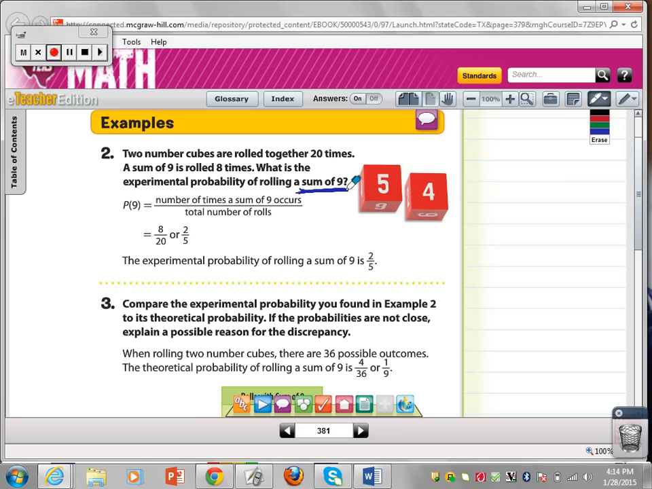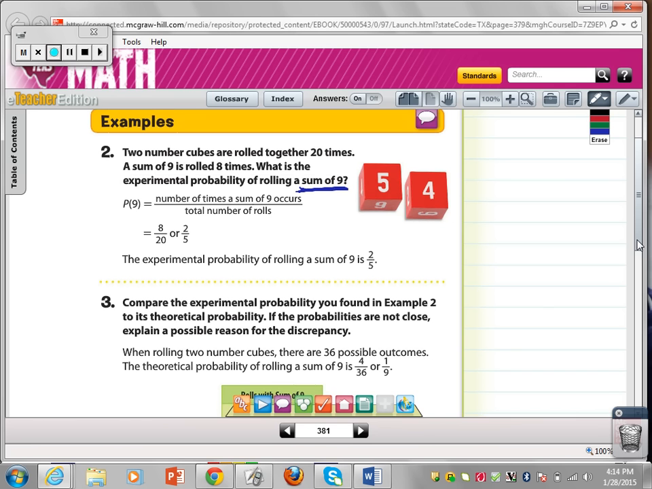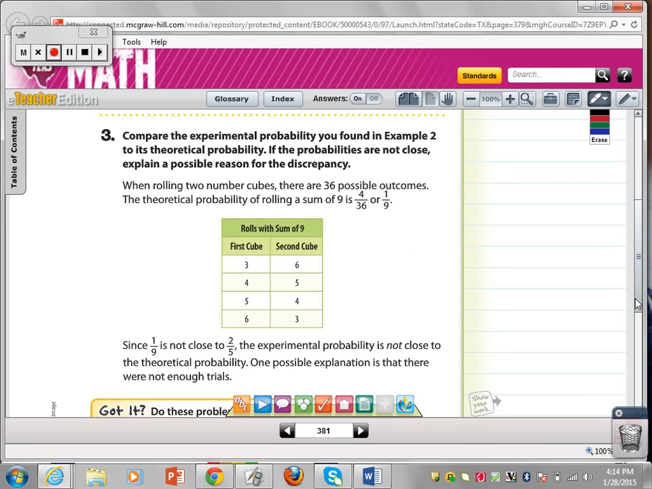So here we go. It was rolled 20 times, and they got a sum of 9, 8 times. So 8 times out of 20, which simplifies to 2/5. So the experimental probability of rolling a sum of 9 is 2/5. All right? So this is exactly how you will find the experimental probability if you actually roll the dice. And so now let's continue with example 3.